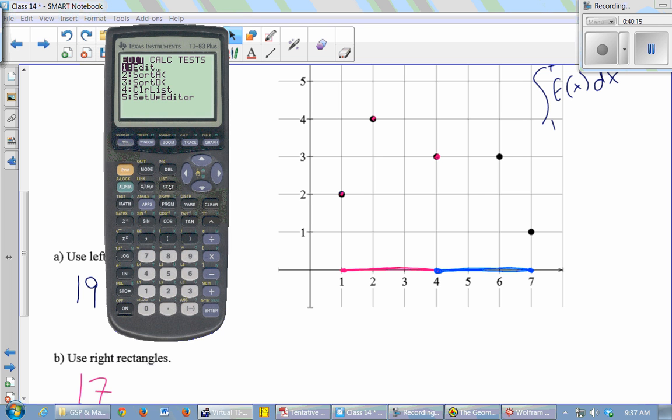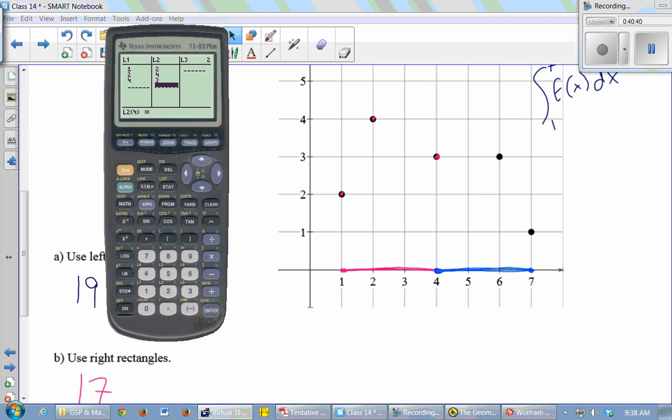I don't want that. I want stat, edit, list, clear these. All right, so then I'm going to give my x coordinates. I have 1, 2, and 4 as my x coordinates. And then my y coordinates are 2, 4, and 3 that go with those x's respectively.